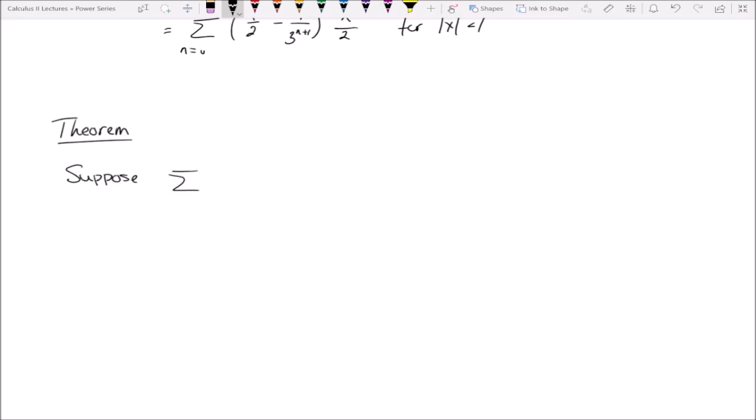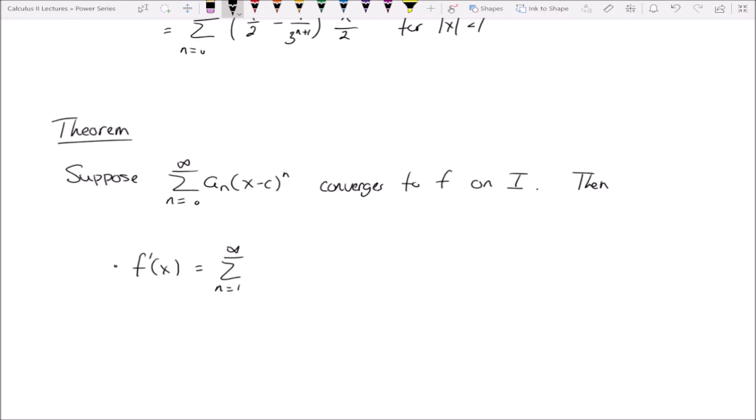So let's suppose that the series n equals 0 to infinity a sub n times x minus c to the n converges to a function f on the interval I. Then, if we take a look, f prime of x is going to be equal to the series n equals 1 to infinity d dx of a sub n times x minus c to the n, which is equal to the series n equals 1 to infinity of n a sub n times x minus c to the n minus 1 for x in I.